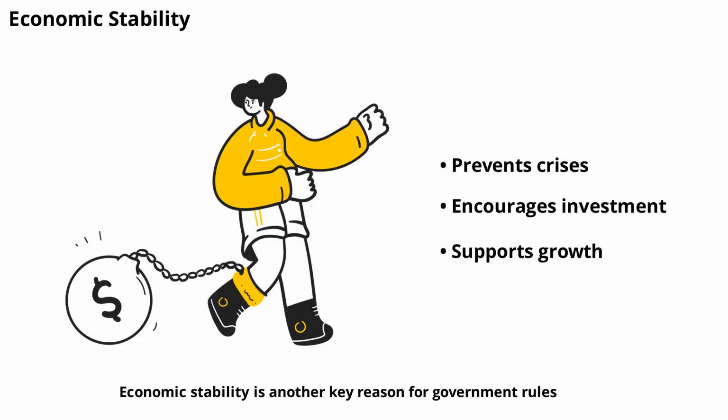Economic stability is another key reason for government rules. Regulations in banking, trade, and industry help prevent financial crises and promote steady growth. By setting clear guidelines for businesses and consumers, governments can reduce uncertainty and encourage investment. These rules help maintain a stable economy, which benefits everyone by creating jobs and supporting development.